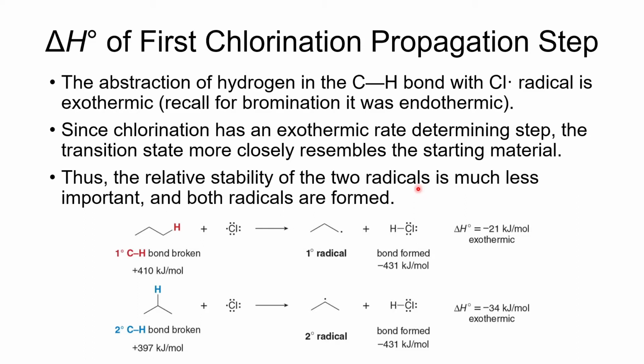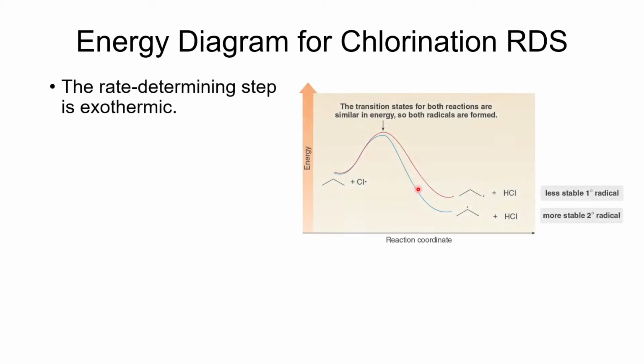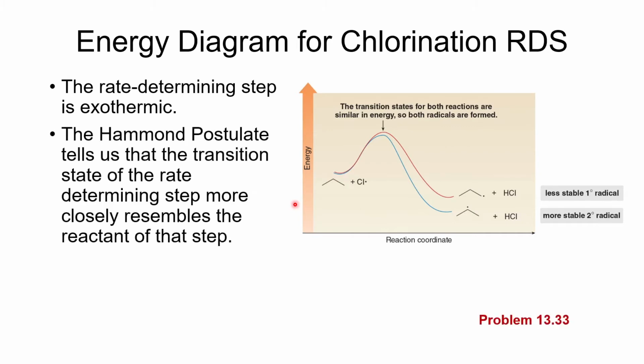And let me show you that on a picture. So we're going to go to the next page and look at the energy diagram. And so again, because it's exothermic, this transition state is going to more closely resemble the reactants than it does the products of that step. So the Hammond postulate tells us that again, the transition state more closely resembles the reactant in this particular step.